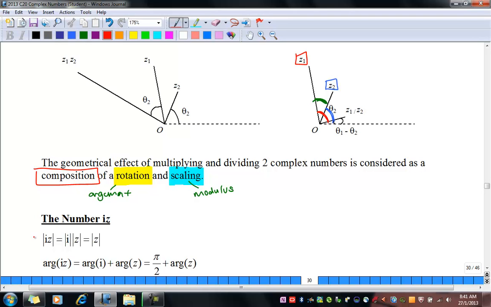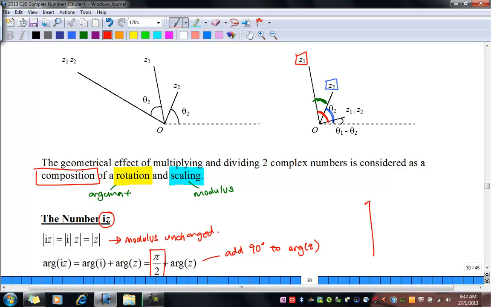Now what if I have a special case? What if I want to find i times z? Then the modulus I can see will remain unchanged, mainly because the modulus of i is 1. What about the argument? Well, I know the argument of i is pi over 2. So now this is going to be the same as adding 90 degrees to the original argument of z.